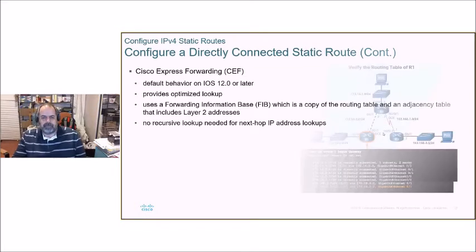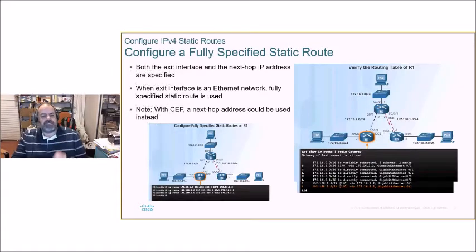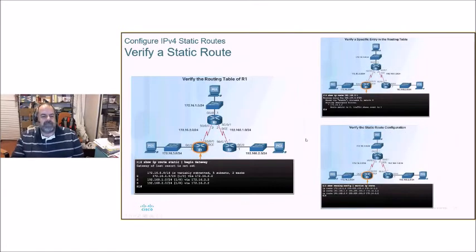Now, you can actually do a fully specified static route. And so the beauty of that is it knows the next hop and it knows the interface. And so that's the best of both worlds. That will work on every interface and does not need a second lookup. And so both the exit interface and next hop IP address are specified, and so there's enough information in that one line that it only needs to do one lookup. So that is another way to do it.